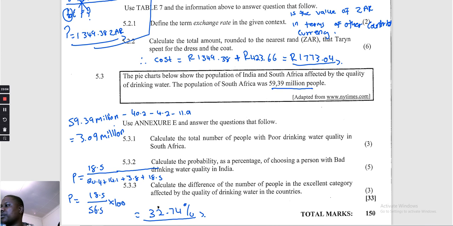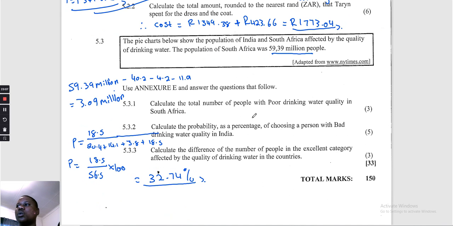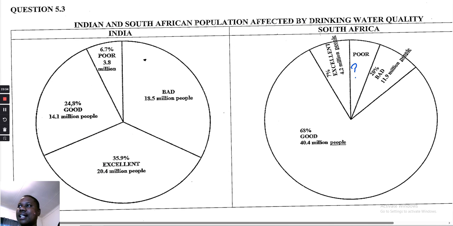Let's continue. We're going to the last one. Calculate the difference of the number of people in the excellent category affected by the quality of drinking water in the countries. So remember, for the difference we subtract. Which countries are we going to subtract? Remember, we're going to look at the category of excellent. The excellent of India is 20.4. The excellent of South Africa is 4.2.